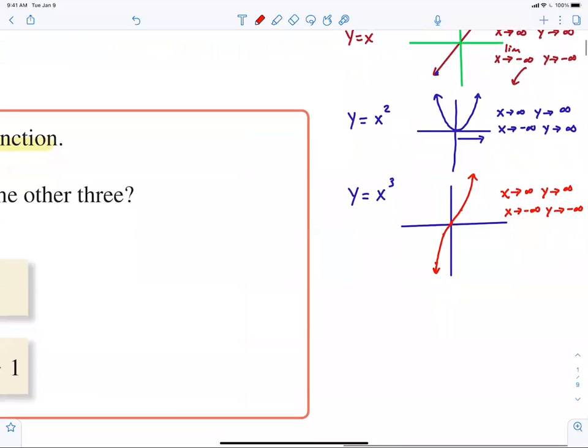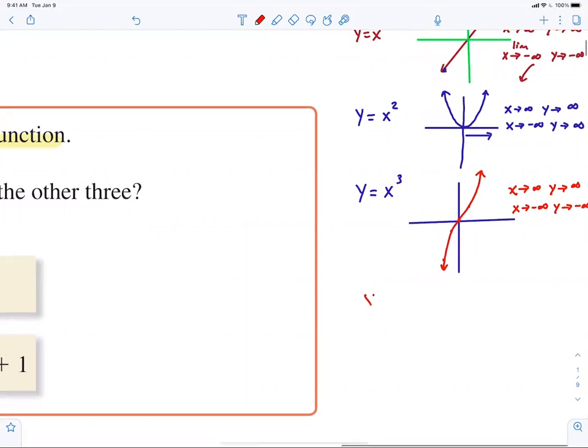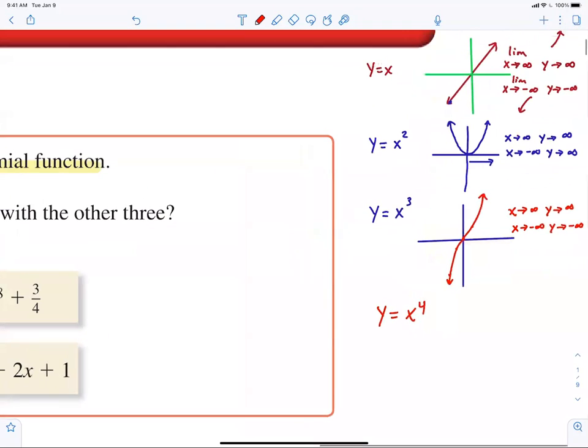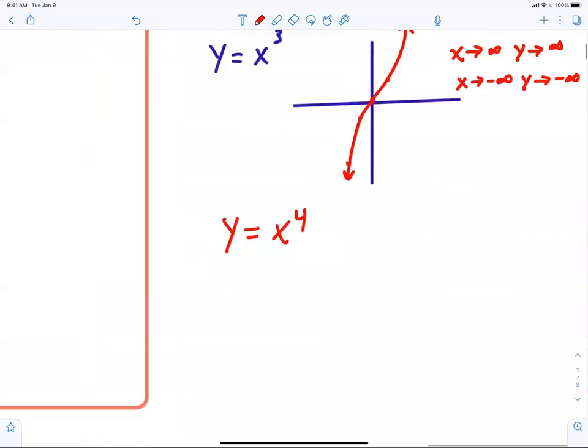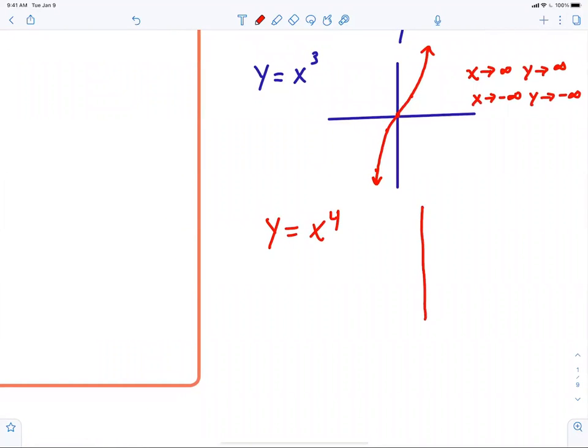Now let's get wild and crazy. Let's say I ask you about Y equals X to the 4th. What do you think Y equals X to the 4th looks like? It looks exactly like Y equals X squared, except it's increasing at a faster rate. Why is that? Because what's 1 to the 4th? 1. But what's 2 to the 4th? 16, instead of 4.